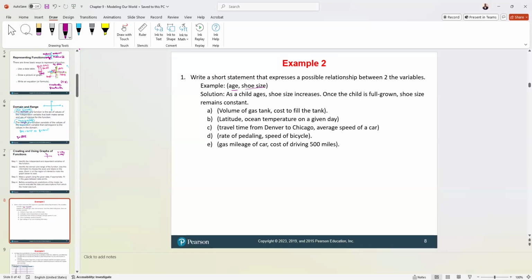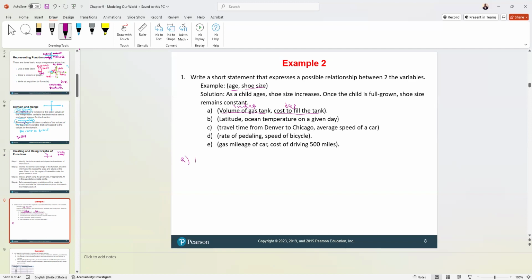So as a child's age increases, shoe size increases. Once the child is full grown, shoe size remains constant. So you make a big sentence. Now they give you two variables, two coordinates. For us, the first one is independent and the second one is dependent. Very important. So they give us the volume of a gas tank and the cost to fill a gas tank. How would you construct your sentence to represent this?